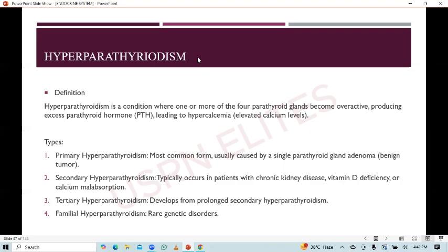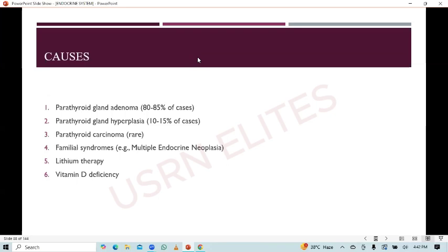That is a rare genetic disorder. Okay, it is a bit rare with regards to the familial hyperparathyroidism. That is through genetics, maybe from mother to child, from sibling to sibling. But then this one is a bit rare. All right. Let's look at the causes.